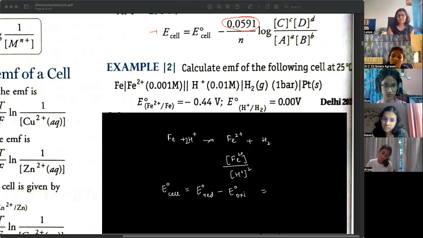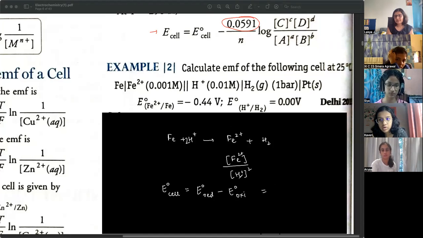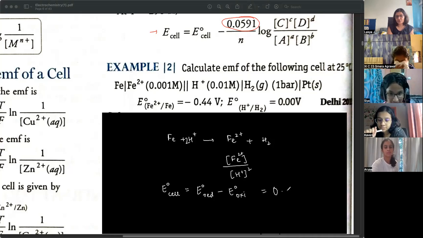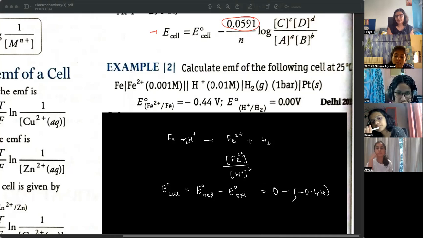So here, what is happening in reduction and at the cathode? When we say right and left, we mean how we represent the Daniel cell, the cell representation. So the right side is hydrogen, which is reduction, hydrogen is getting reduced. So hydrogen is 0 minus iron, which is getting oxidized. That is minus 0.44, what we are given. So E0 cell is overall going to be plus 0.44.